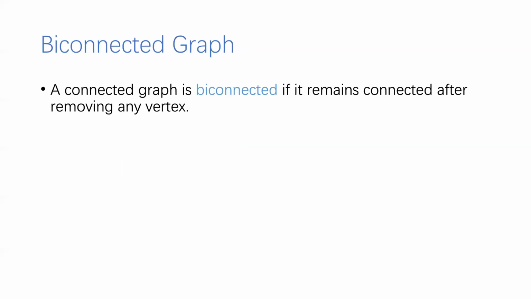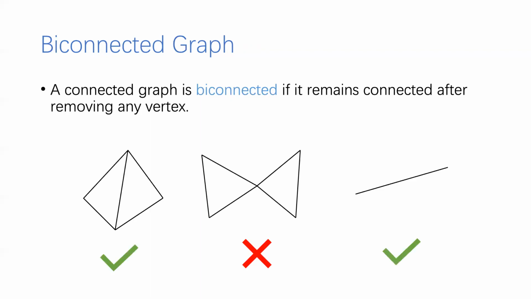The concept of biconnected graph is very important in our algorithm. A connected graph is biconnected if it remains connected after removing any vertex. Let's look at some examples. The graph on the left is biconnected, since removing any vertex the graph is still connected.